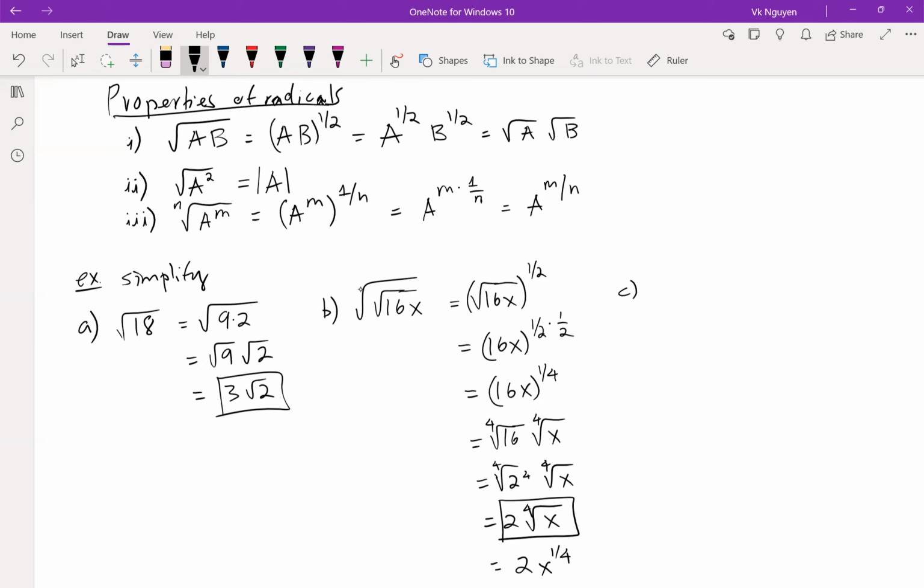C. 9 to the power 3 over 2. You can evaluate this one. 9 is 3 squared. So 3 squared to the power 3 over 2, which is 3 to the 2 times 3 over 2, the 2s cancel out. So we have 3 cubed, and that is 27.